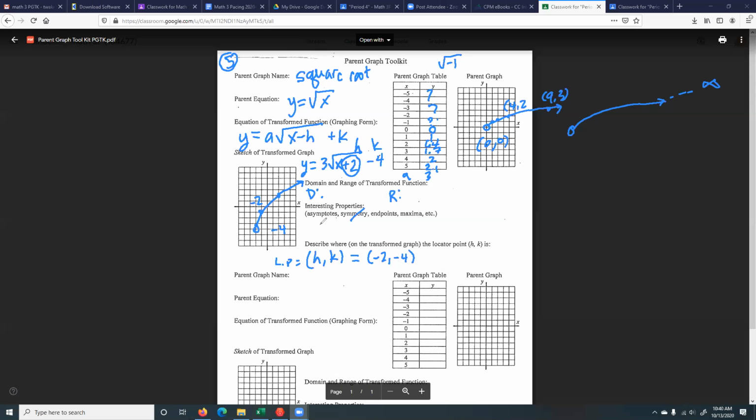So our domain is from here to the right, right? So that's -2. So x is greater than or equal to -2. Our range goes from here up. That's at -4. So y is greater than or equal to -4.